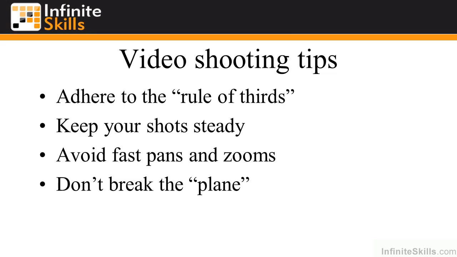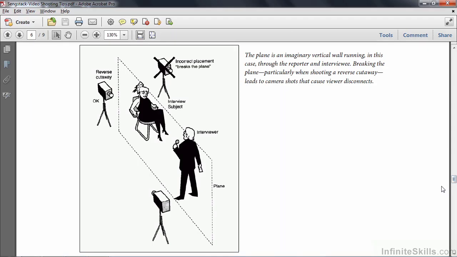Don't break the plane. This is a kind of confusing concept. Let me just show you a graphic about that. The plane is an imaginary plane that runs through your scene. Let's say you're watching a basketball game, and the plane would be the line that goes straight down the middle of the court from one basket to the other. If you have a camera on one side of the court and the action is going from right to left, if you suddenly put a camera on the other side of the court, the action would go left to right. It'd be very confusing. So you don't want to put a camera on the other side of the plane, essentially.